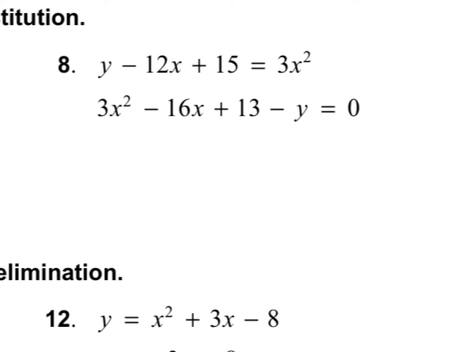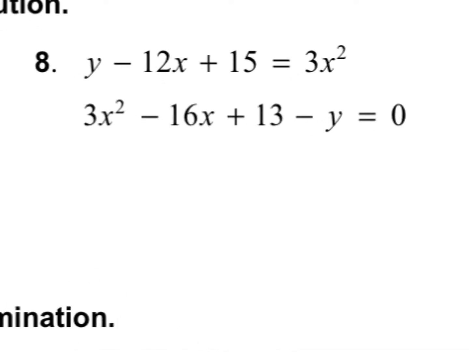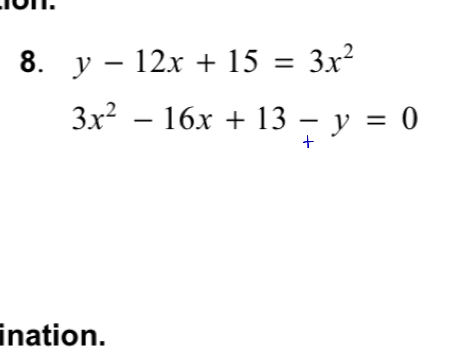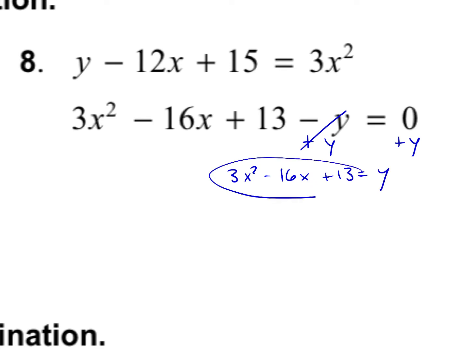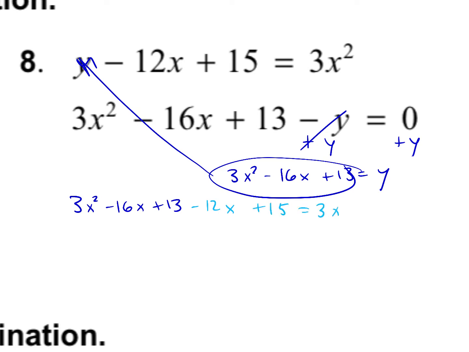So if I'm going to solve with substitution, remember I either need x equals or y equals. Do I have one of those here? No. Can I make one of my equations? Yes. How? We can do the bottom one. Add y. Perfect. We're going to add y to both sides, so that way it'll be y equals. So I have 3x squared minus 16x plus 13 is equal to y. So if y equals this, I'm just going to take it and substitute it into the y in the other equation. So 3x squared minus 16x plus 13, and then the rest of the first equation is minus 12x plus 15 is equal to 3x squared.